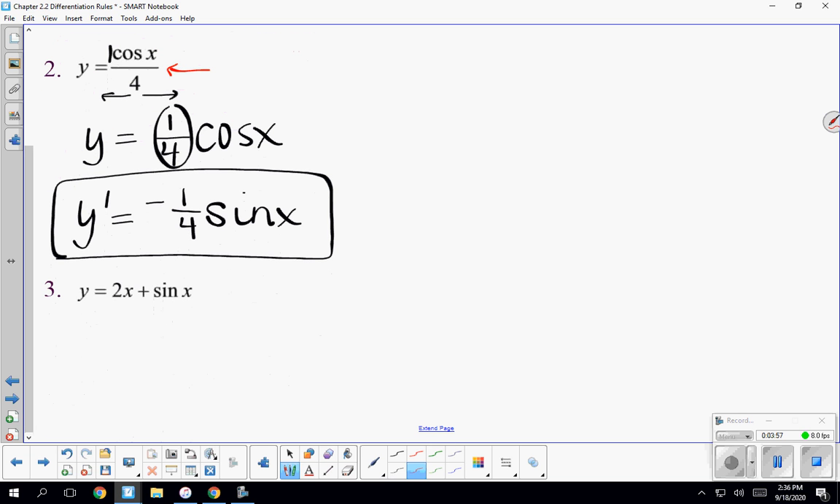And example 3, the derivative of 2x is just 2. The derivative of sine of x is just cosine of x.